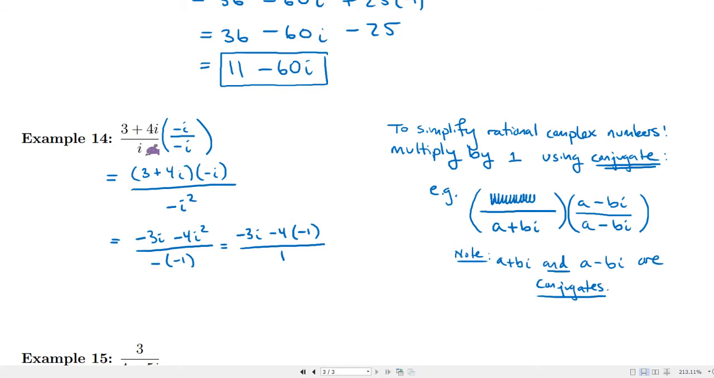So you see, I got rid of that i in the bottom. It just became a 1 by doing this conjugate trick. And so in the end, we have negative 3i and then plus 4, or you could write it as 4 minus 3i. Okay, that's the answer.